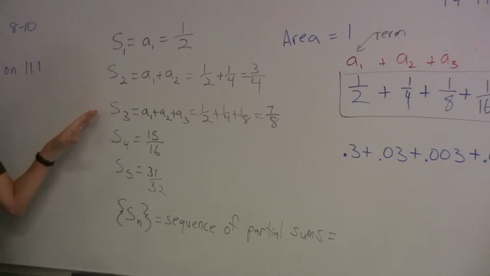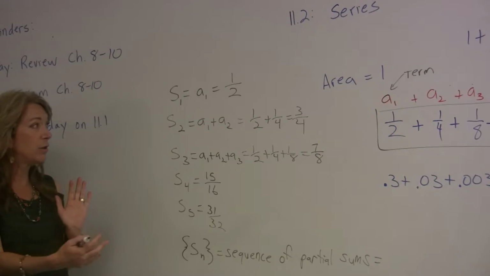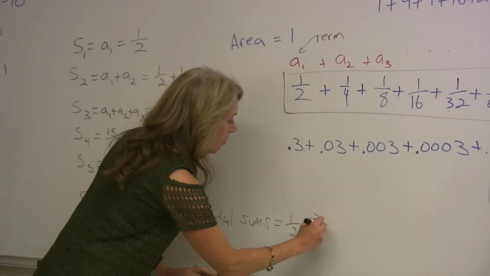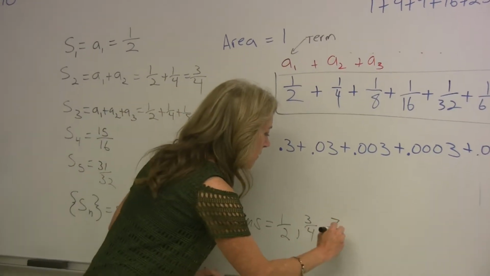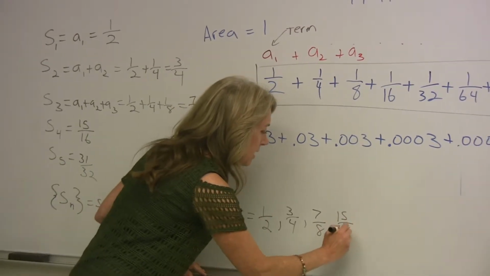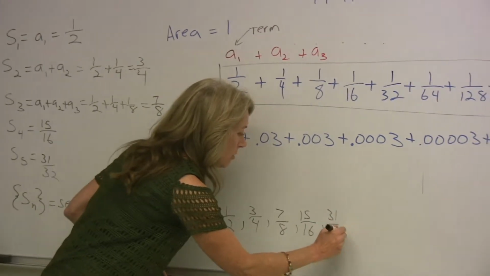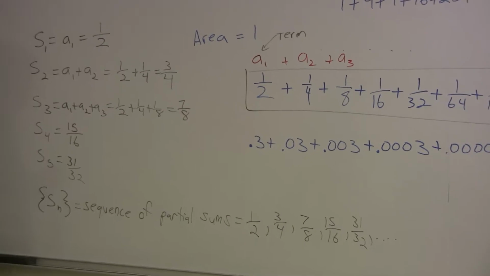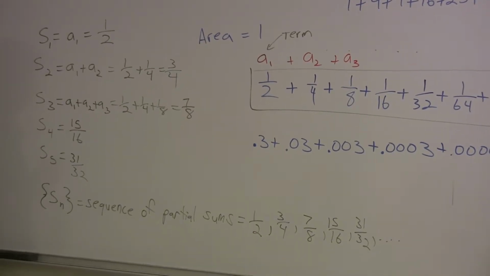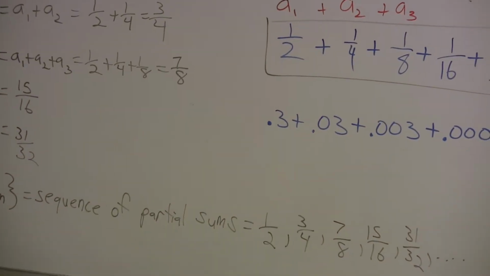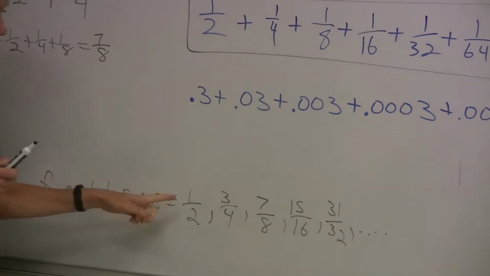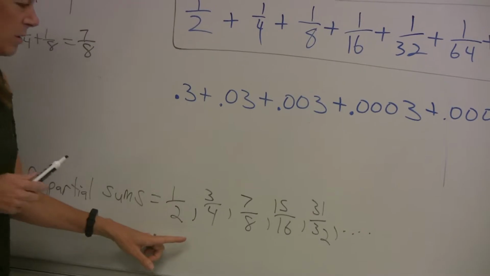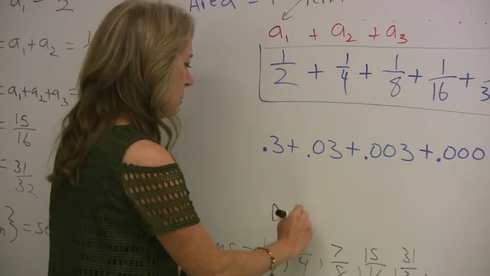We got these partial sums by adding some terms, but now I just want to list them. So the first term added up to 1/2. The first 2 terms added up to 3/4. The next one went to 7/8. The next one went to 15/16. And we went to 31/32. And it keeps going. This is a sequence of partial sums. The question I have for you is, does this sequence converge? This goes back to what we talked about with sequences.